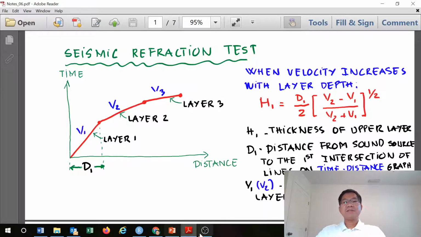And in the next lesson video, we will apply this concept, use the seismic refraction test to determine two things. First, the seismic wave velocity and the depth of the upper layer.